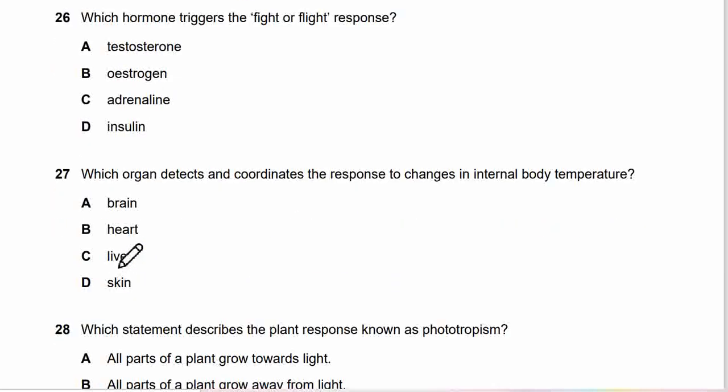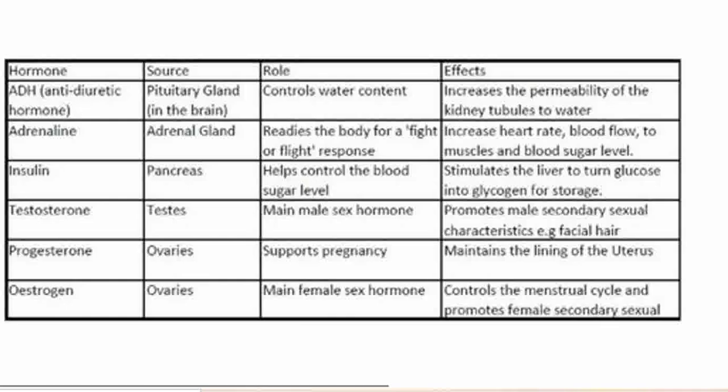Let's move on to question 26. Which hormone triggers the fight or flight response? So the hormone will be adrenaline. Let's see the function of the hormones testosterone, estrogen, and insulin. So here are the functions of some hormones.